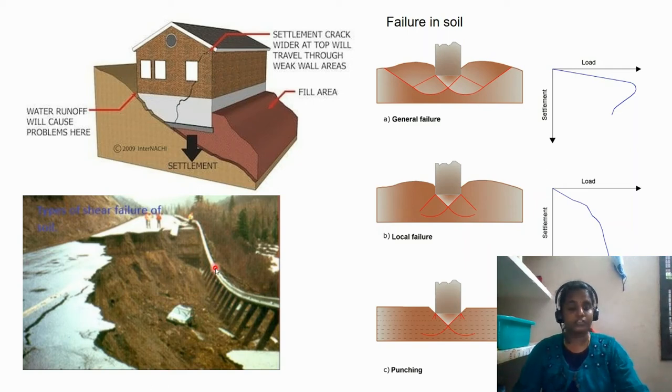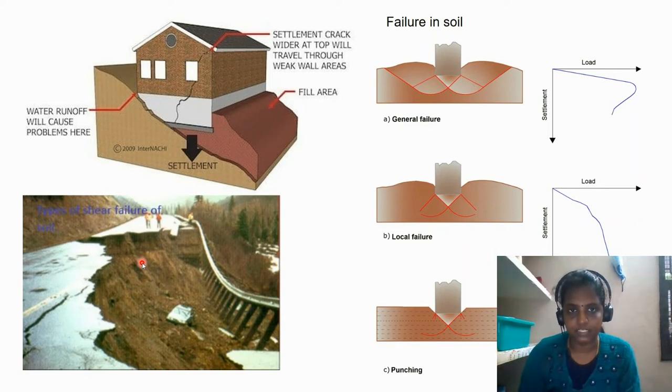Okay, this failure is going to be catastrophic. Once the soil fails, it is going to cause loss of life of humans or any other living being, and also economic losses. So we have to be very sure, before constructing any structure over a soil, that the soil will be able to withstand that load. For that, we have to do a site investigation.